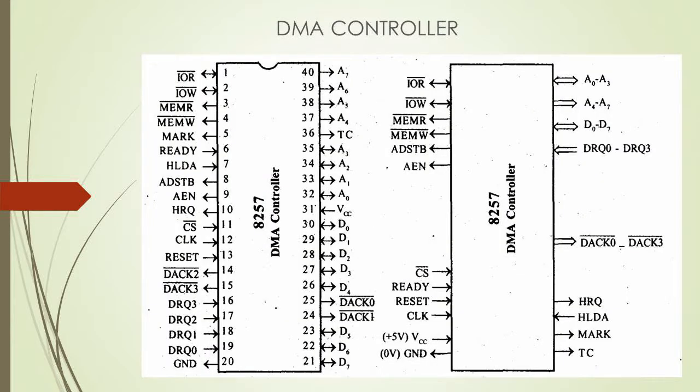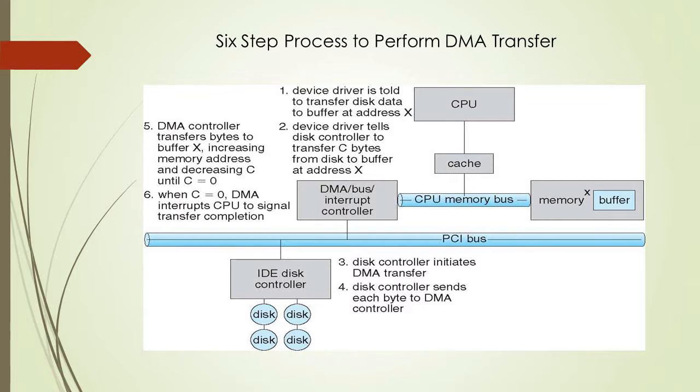This is the DMA controller. This is the 6-step process to perform a DMA transfer. It has a DMA controller, interrupt controller, memory, cache, and CPU on a PCI bus.